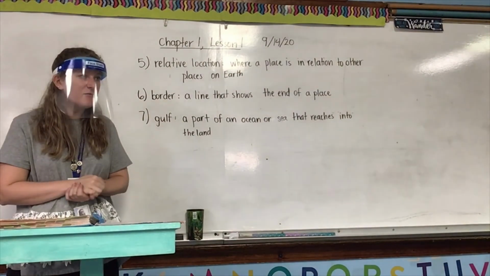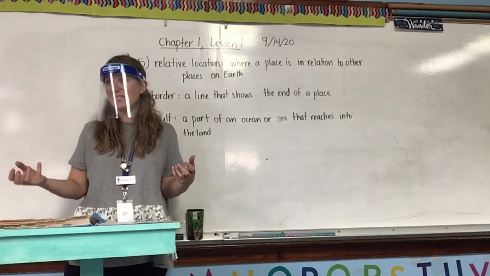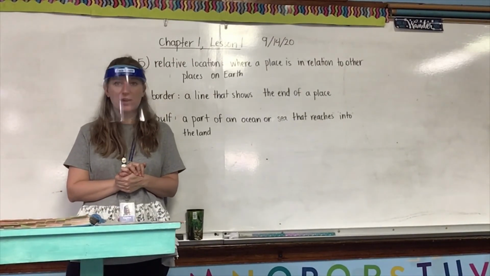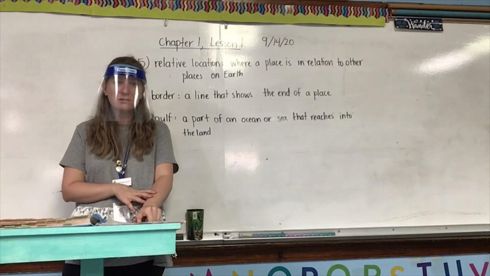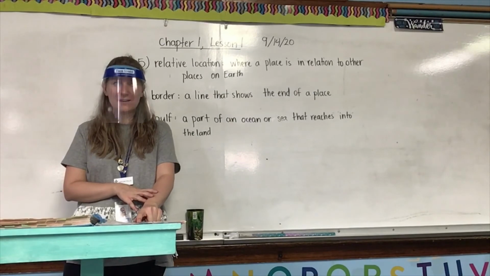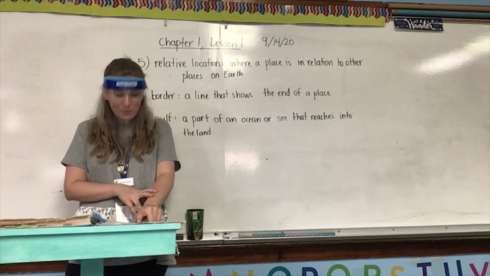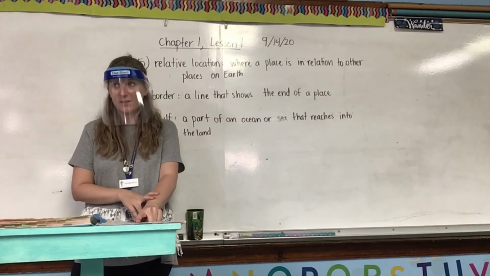So, how do you describe a place's relative location? You describe where that place is in relation to other places. So the relative location of the United States. Well, we are south of Canada. We are north of Mexico. We are west of the Atlantic Ocean. And we are east of the Pacific Ocean.